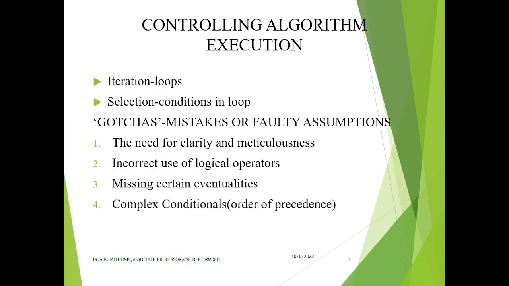First, when a problem statement is given, you are supposed to write an algorithm. What are the mistakes that are possible, the faulty assumptions, and the gotchas? They are the need for clarity and meticulousness, and incorrect use of logical operators. When you are using relational operators and logical operators, we know on what condition we'll have a relational operator, but the logical operators are and, or, and not. So when you use them, whether both conditions should be satisfied, you'll be using the logical operator.